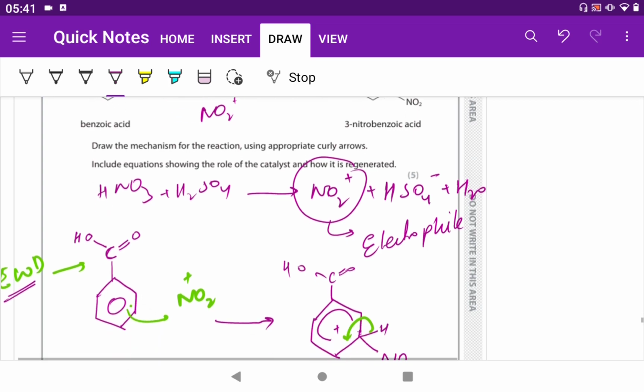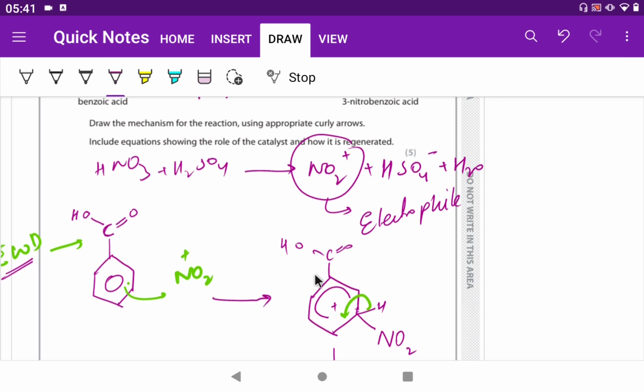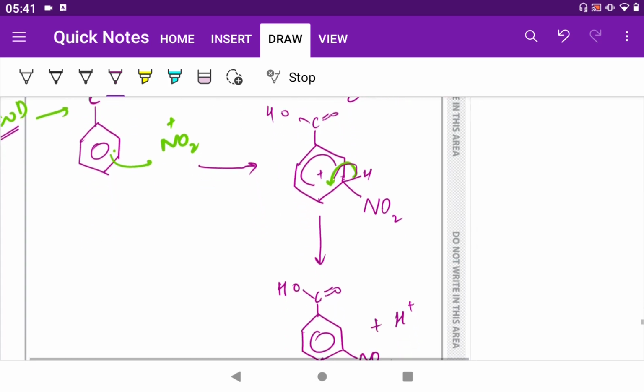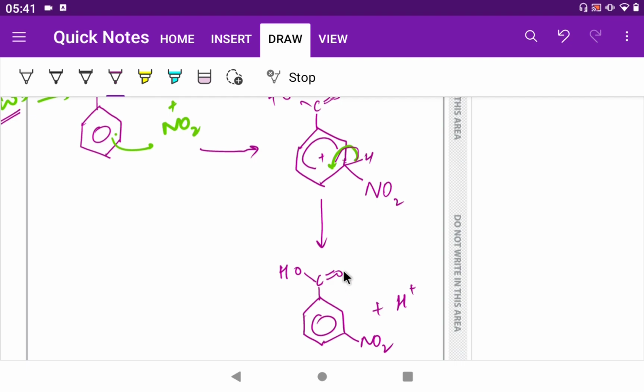So at meta it will attack from here as a nucleophile, and inside the benzene it will be positive. Now this hydrogen will give its bond to the benzene, so this plus will nullify and be removed in H plus form, and this nitrobenzoic acid will be formed.